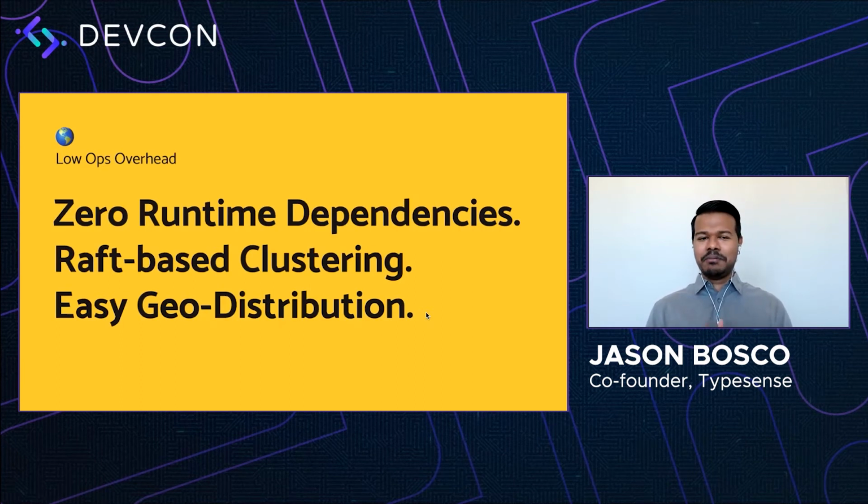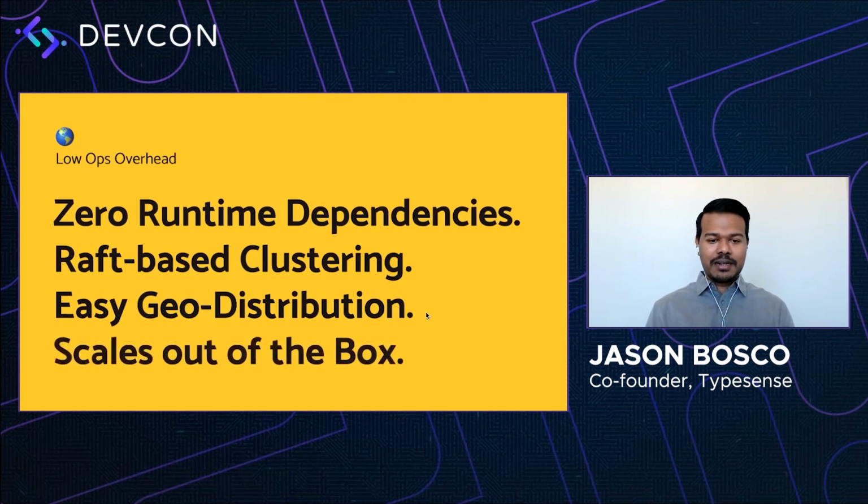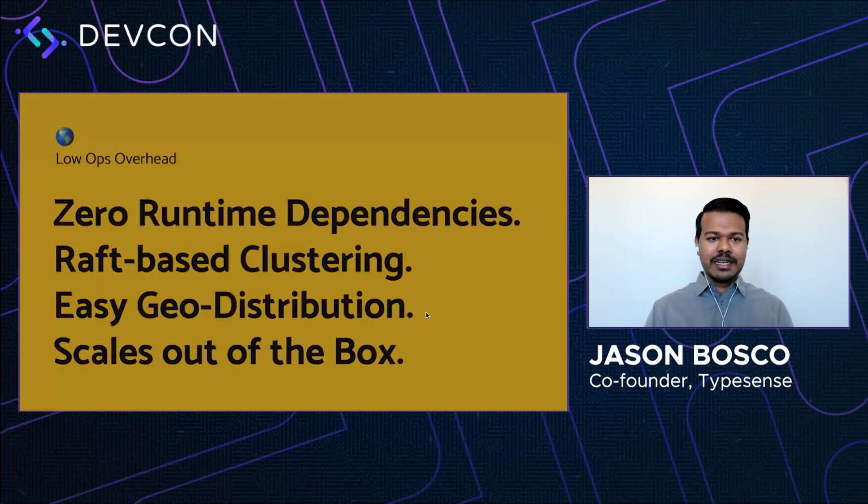Now, many of these things are possible to do in Elasticsearch. The thing is, it's hard to pull something like this off in a production setting that scales out of the box. So combining all of that together with simplicity is what we've optimized Typesense for. And like I was saying, it scales out of the box, and I'll show you a couple of examples in the next couple of slides.